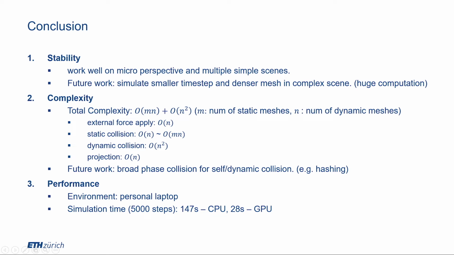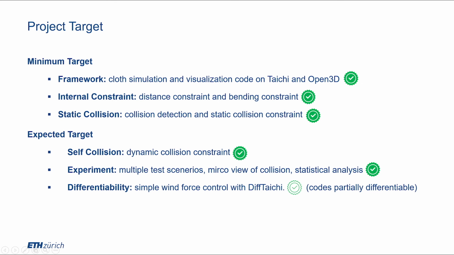For our implementation, stability is proved on multiple test cases. Algorithm complexity is acceptable with the Taichi framework. A 5,000 step simulation takes 147 seconds on CPU and 28 seconds on GPU. However, for higher resolution, broad detection must be taken in self-collision to decrease the complexity. The final slide is our target checklist.